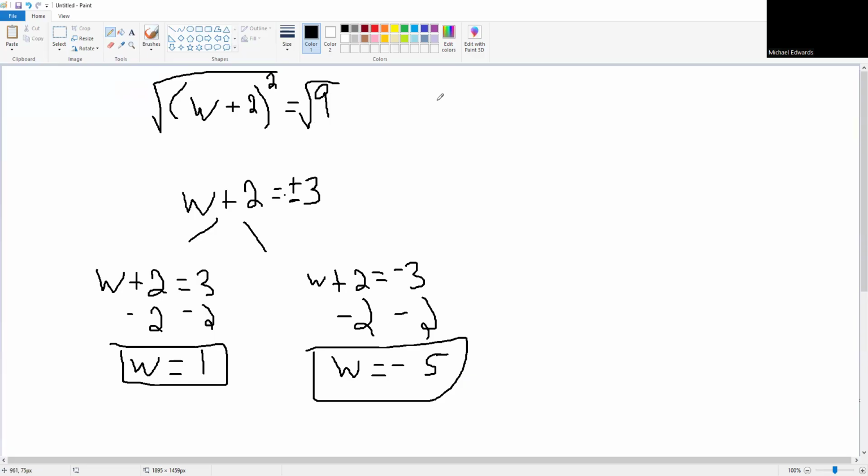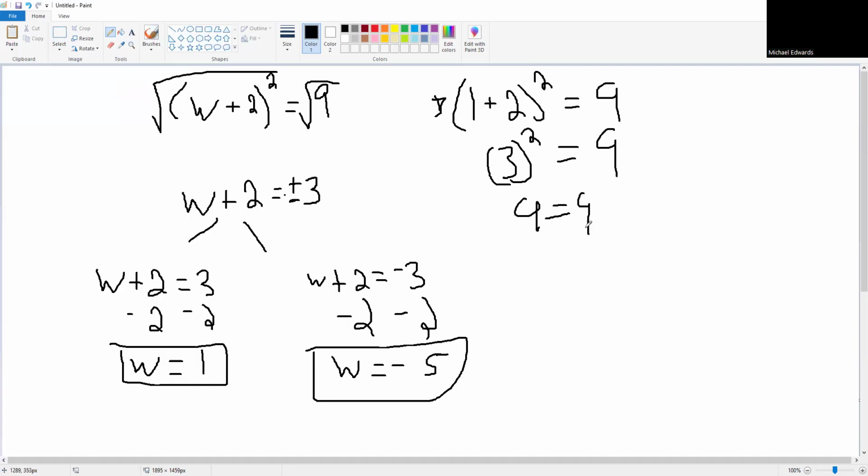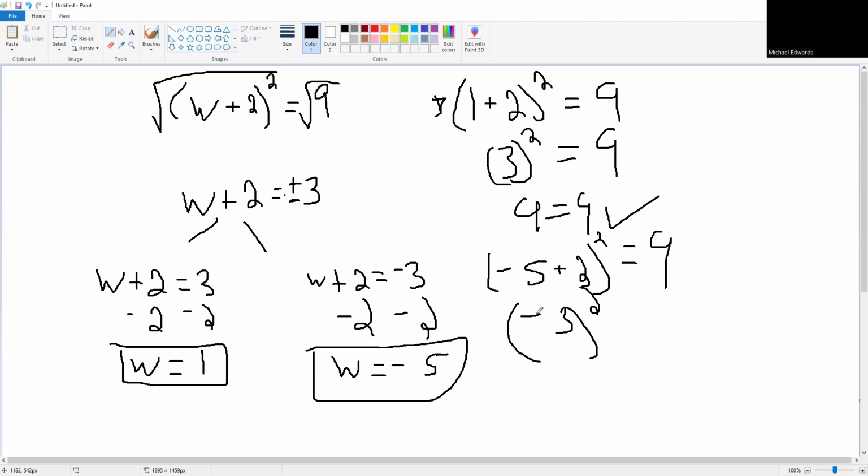So for 1, we have 1 plus 2 squared equals 9. And that's 3 squared equals 9. And then that's 9 equals 9. That worked out. And then the other one is -5. So we got -5 plus 2 squared equals 9. And -5 plus 2 is -3. But -3 squared, because a negative times a negative is positive, is 9. So we get 9 equals 9. All right.